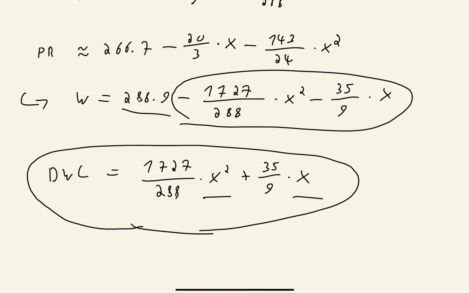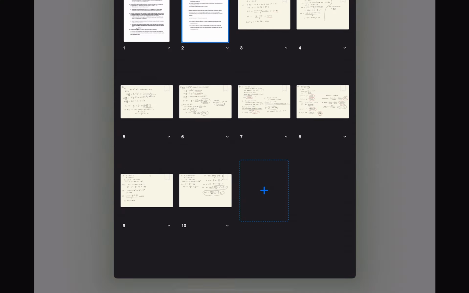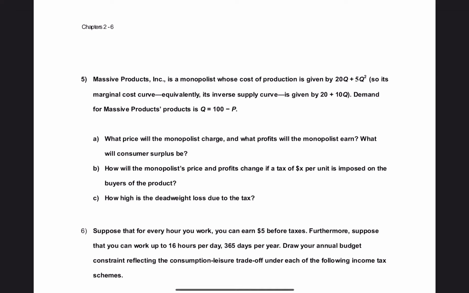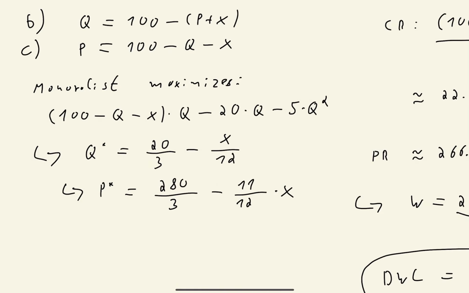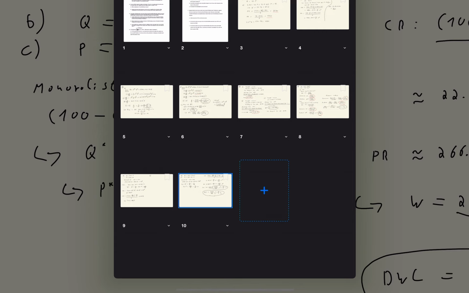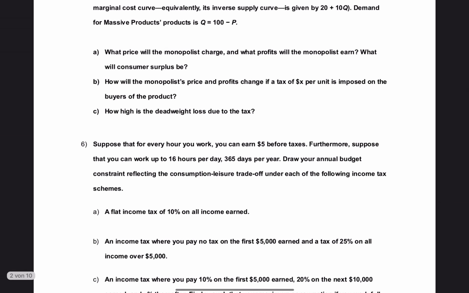And this finishes exercise number 5. Oh, I actually did two sub-exercises in one, so this is B and C. So then let's go to exercise number 6.